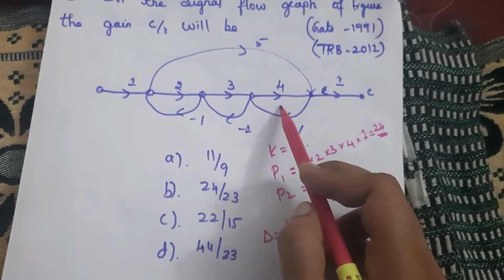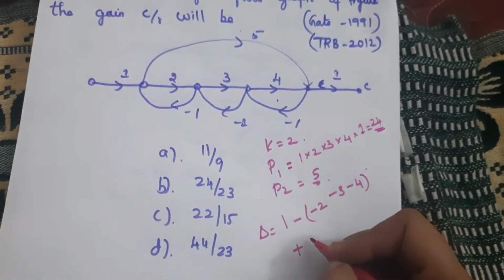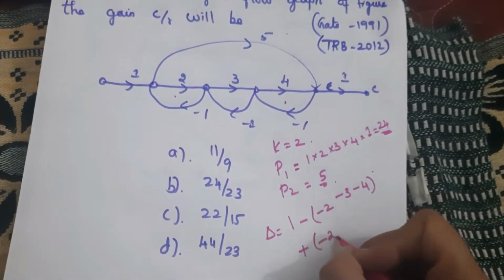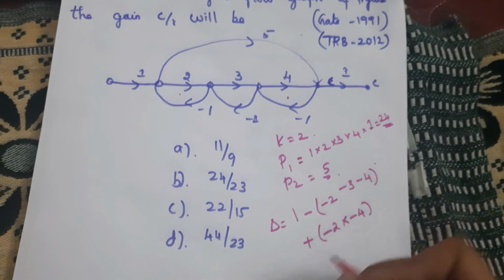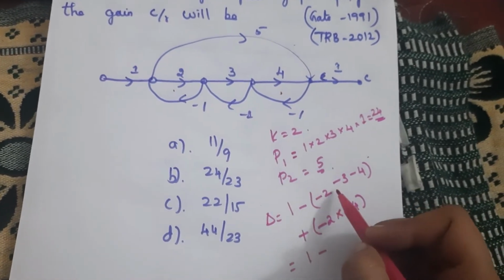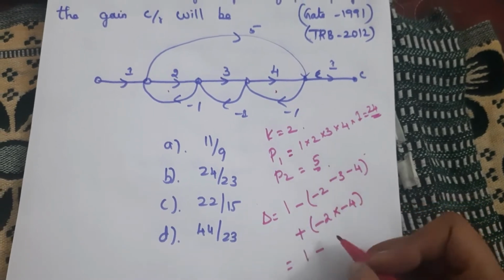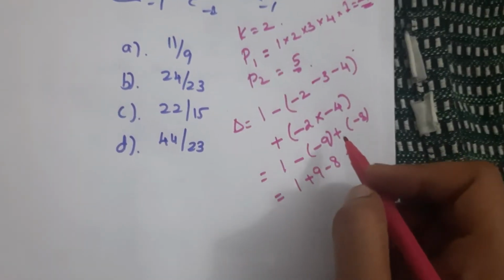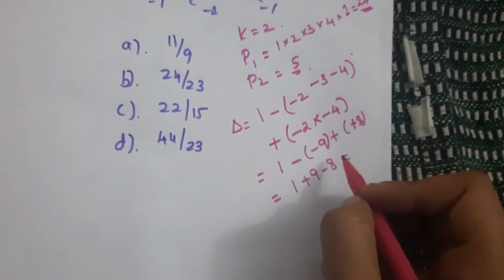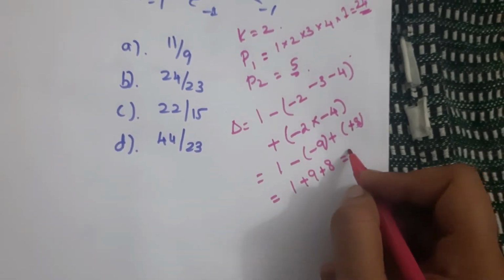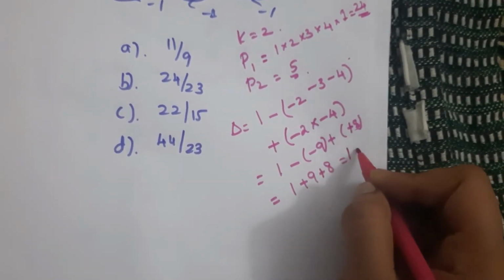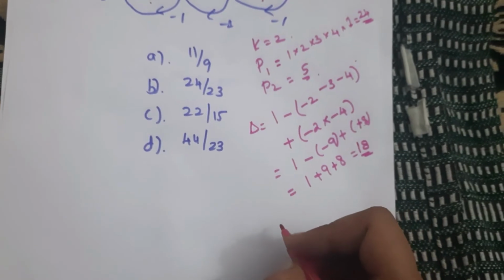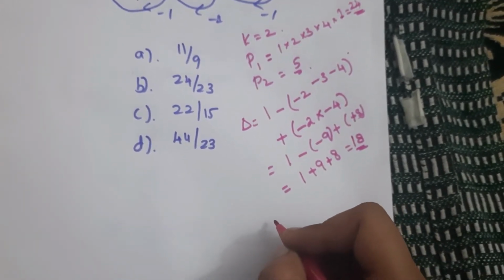Here, this and this are non-touching loops. So it is the sum of products of two non-touching loops. Multiplication of -2 into -4 gives +8. So 1 minus, this is equal to 7 and 9, so -9, plus this -2 into -4 becomes +8. Then we get 8, 17 and 18. So the del value is 18, and we have to find del k.